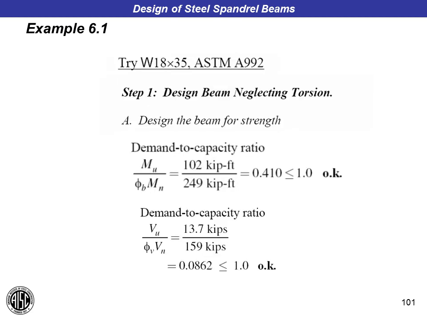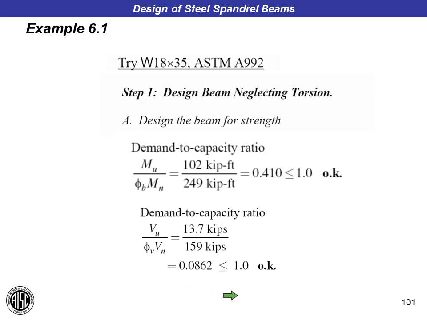So the first thing we're going to do is try a W18x35. We're going to assume it's A992 material, grade 50 steel. If we design this beam for strength, we might find this particular one has a demand capacity ratio of 0.41, so it's working with flying colors for strength, as well as for shear, where we have a demand to capacity ratio of less than 9%. So this seems like a good candidate, so let's investigate further.